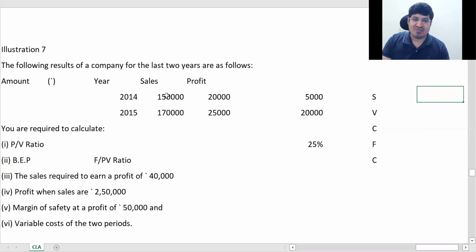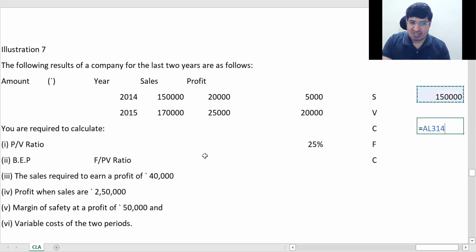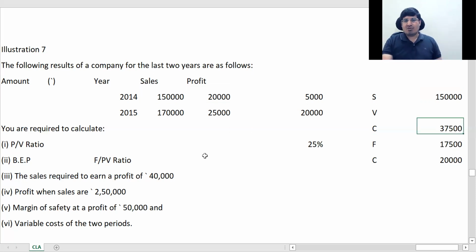Take any one year. Let's take this one, 1,50,000. Now, if I do into 25%, what will I get? Contribution. And then we already have profit of 20,000. So fixed cost will be 17,500. Contribution minus profit, sorry, this is P, profit, will be fixed cost. Any doubt here?